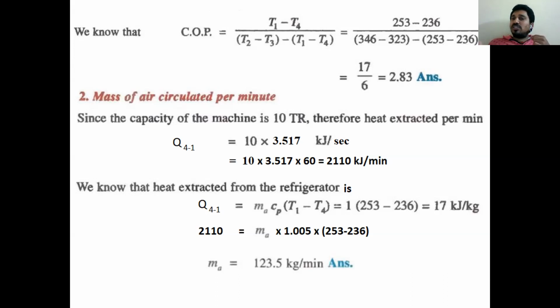Mass of air I don't know. Cp of air is 1.005. T1, T4 values we already know. We determined them from the process, and in the given data T1 is given. So I substituted T1, T4 values. Cp is constant for air. Q41 is given in the data. So finally, m_a value, mass of air circulated per minute, is 123.5 kg per minute. This is the amount of mass circulated per minute throughout the system.